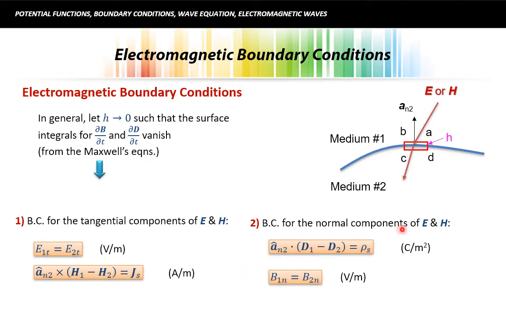The second boundary condition is for the normal components of D and B. In this case, the normal components of the D field are discontinuous by an amount given with this equation, while the normal components of the B field are continuous.